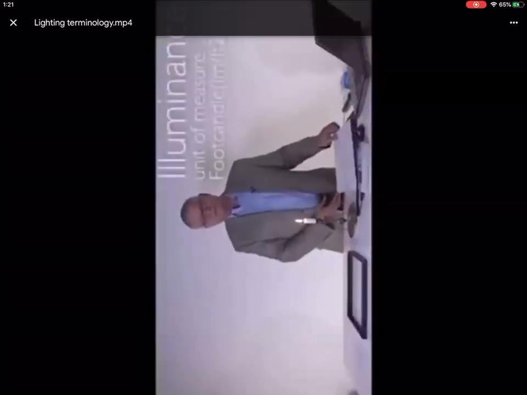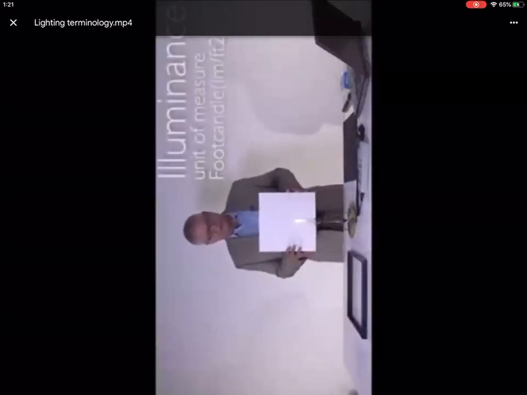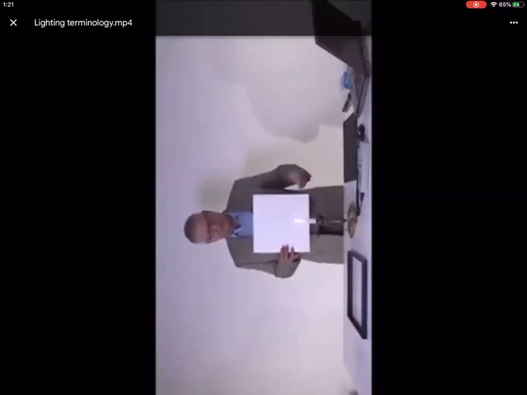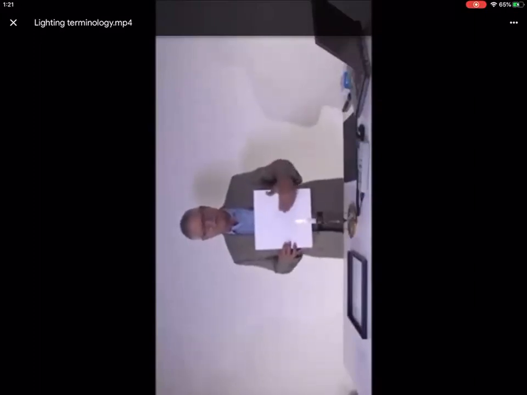The third unit is illuminance, which is the density of light that falls upon a surface. When I consider a surface instead of a window that is 1 square foot, and I have a source with intensity of 1 candela, in fact, I have 1 lumen of light falling upon the card.